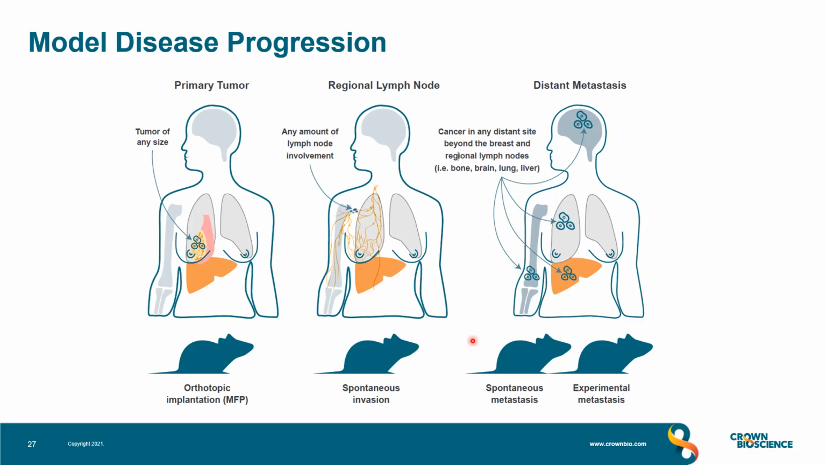In this example, this is breast cancer, and this shows how different stages of the disease can be mimicked in mice. The tumors are implanted, for example, in the mammary fat pad of a mouse, and this can be used to model invasion and spontaneous metastasis to distant sites. And then you've got experimental bone metastasis models or brain metastasis models that can also be implemented.